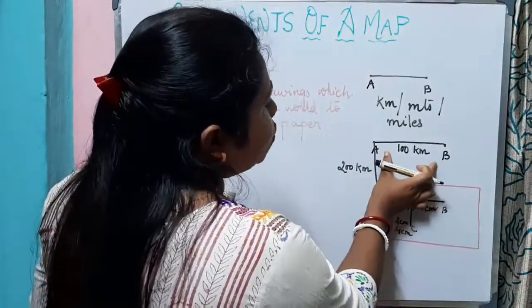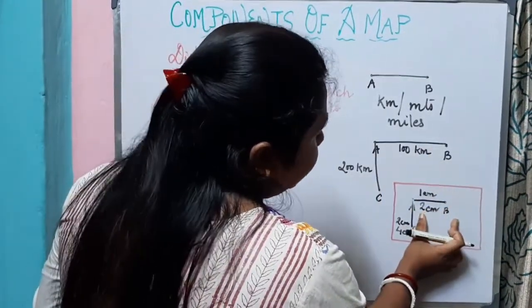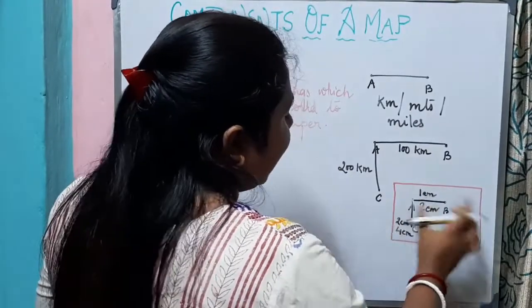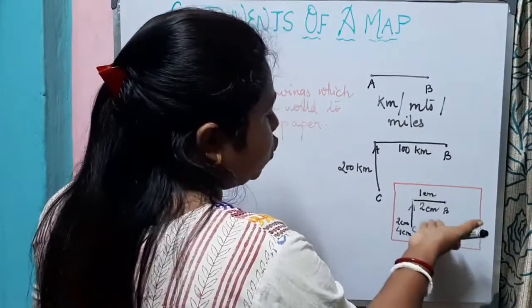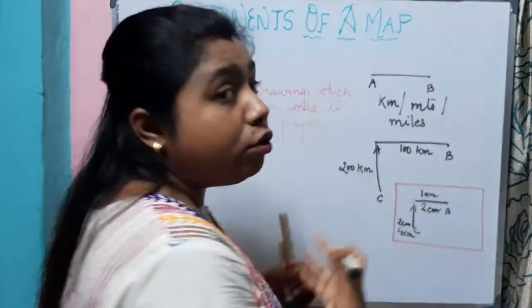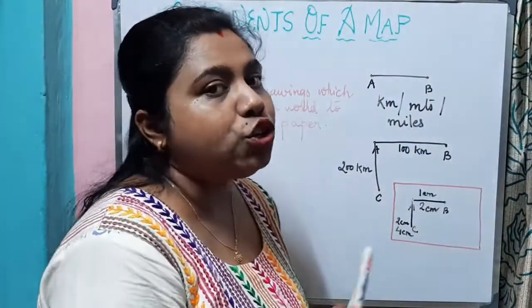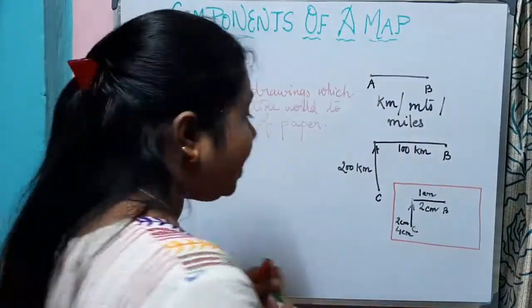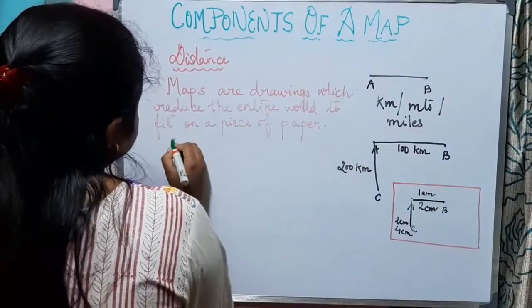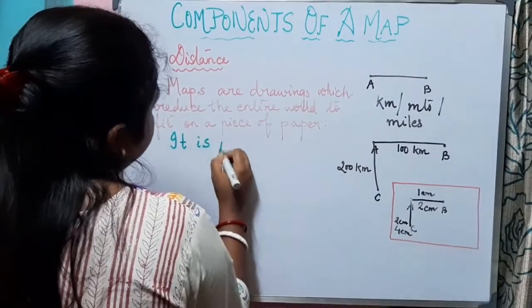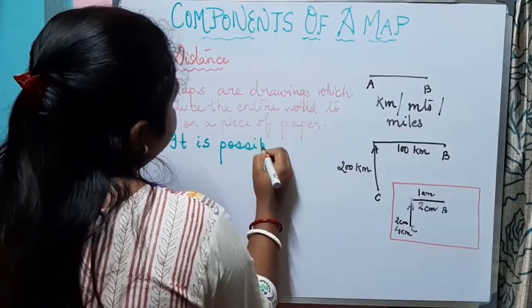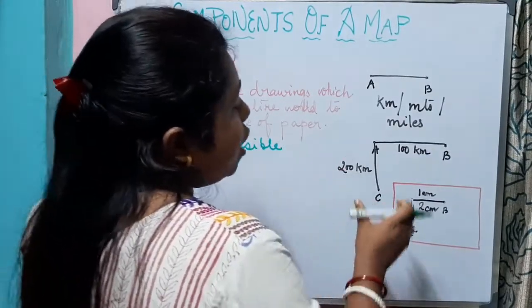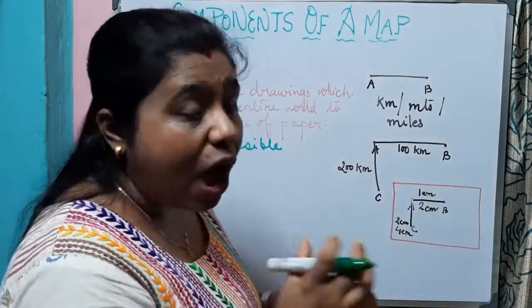So here the actual distance on the ground is well represented on the map with the help of 1 centimeter, or it can be 2 centimeter, then it will be 4 centimeter. The ratio needs to be maintained. So what we can say is that it is possible that the distance between the places is real. How is it possible?